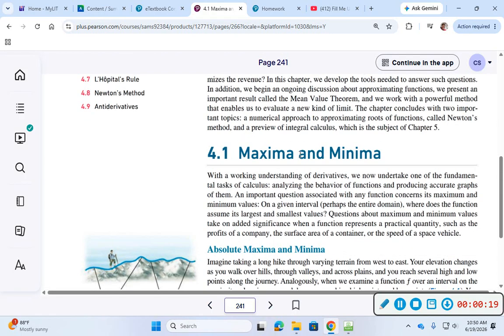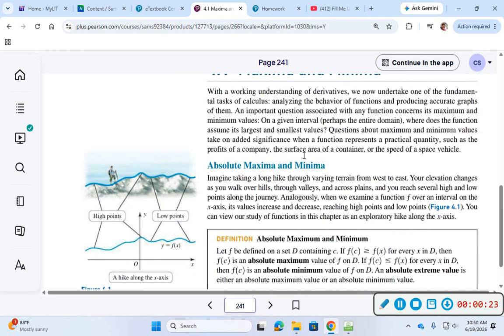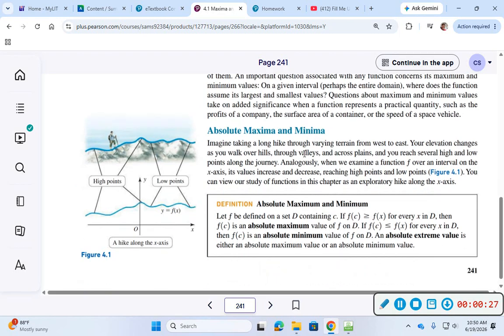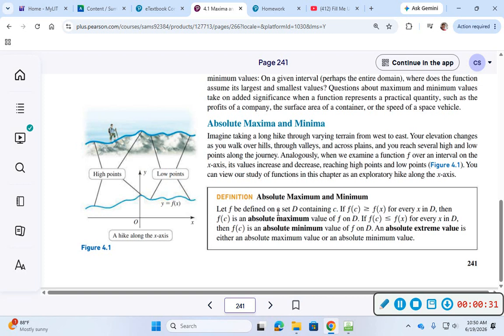So if you open up the textbook, it starts out giving you a scenario, talking about some of the concepts that we've learned and covered. You have some visual, and it's going to give us a definition of absolute maximum and minimum. So this will be the highest and lowest points on a graph or a set. So it gives us the definition.